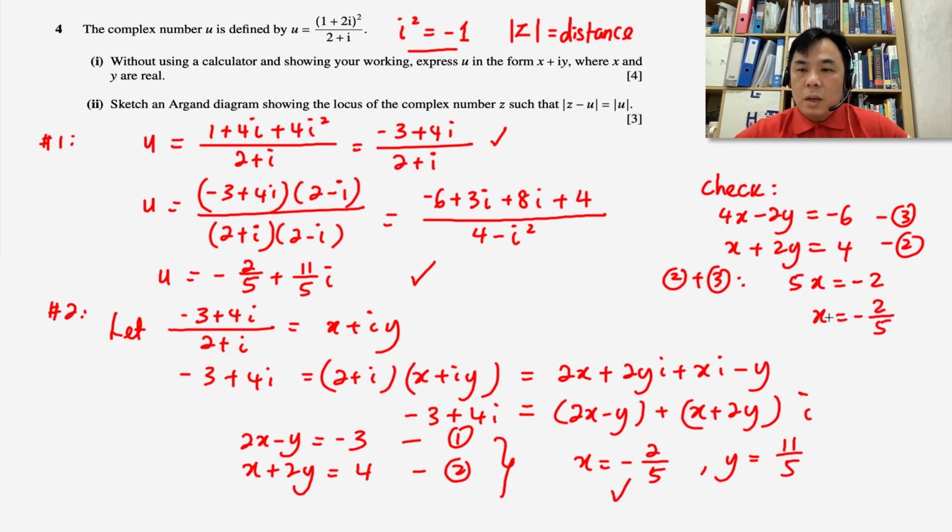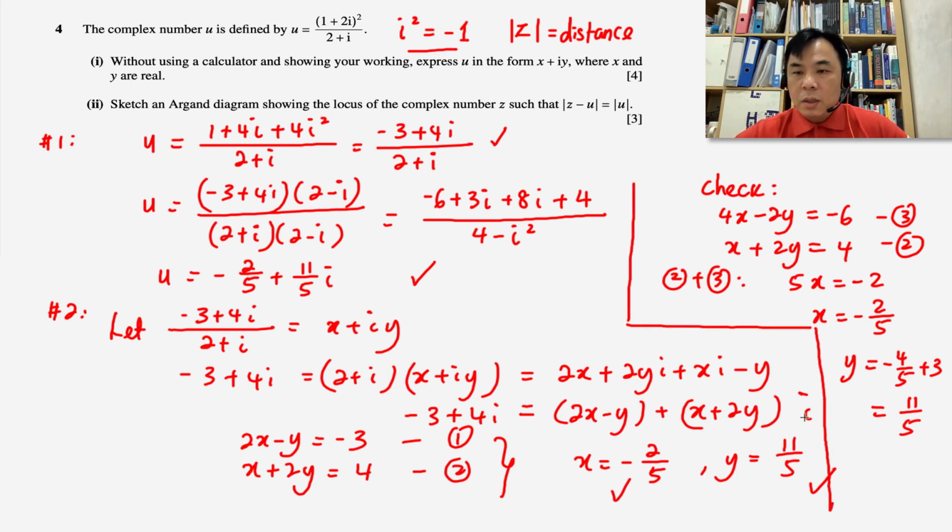And then after that, we're going to substitute it back into equation 1. From 1 itself, we will get the y is actually negative 4 over 5 plus 3, which is 11 over 5, which is here. Right, now by checking through, we did find out that our answer does match with the rationalization method. So I hope that is clear for this. We're going to move on to the second question shortly.